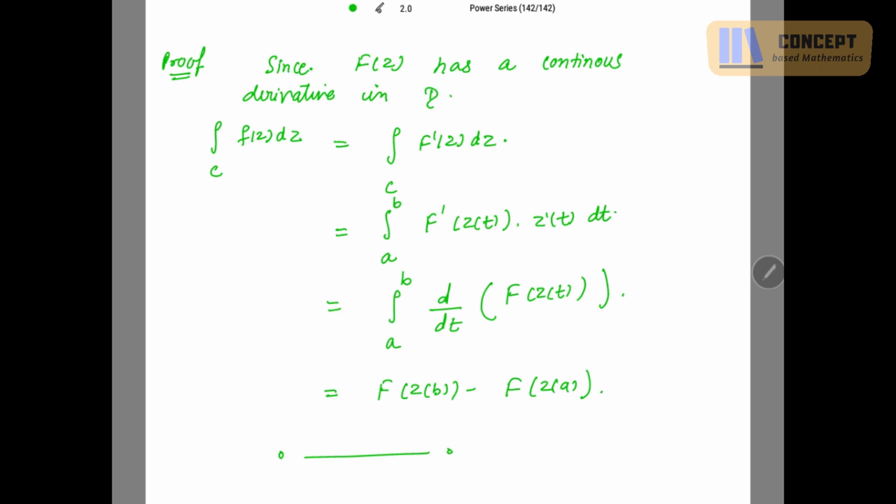So next time we will examine the relationship between antiderivatives and analytic functions. We will do some more theorems and examples based on these theorems.